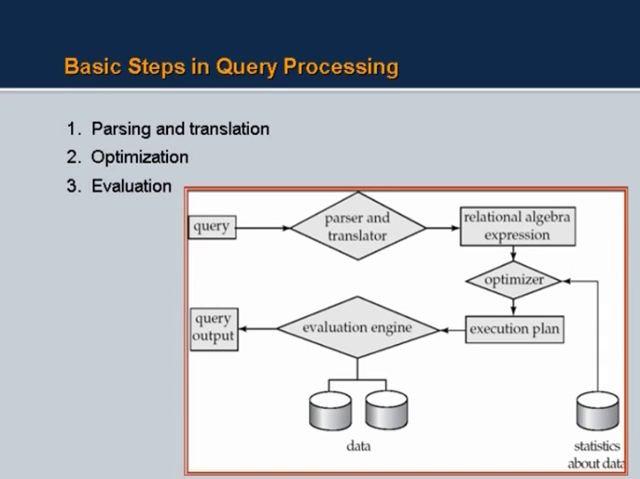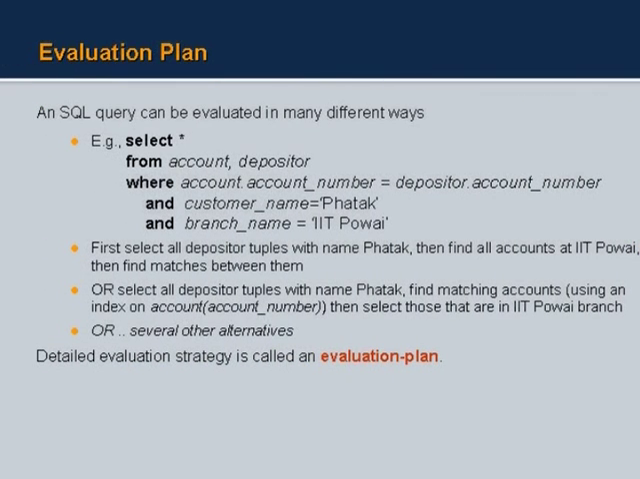Then there is an optimizer which runs on this, which generates an execution plan for that query. The execution plan is what is actually executed. Now, there are many different ways you can execute a query. So let's look here at this. I'll come back to that previous slide. So take this simple query. You're joining account and depositor on account number field, and then checking that the name is Fatak and branch name is IIT Powai. So let's look at a few strategies for evaluating this query.